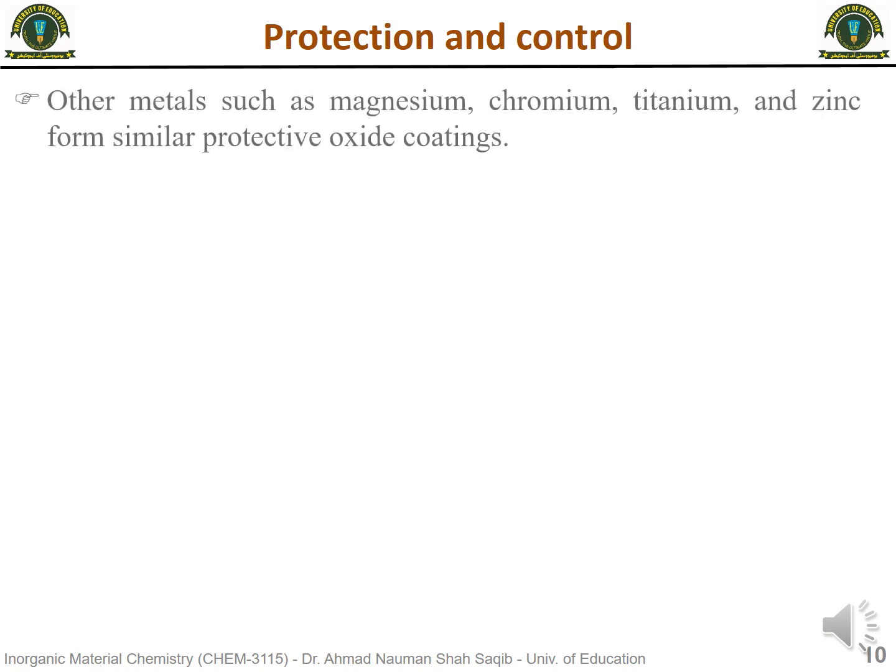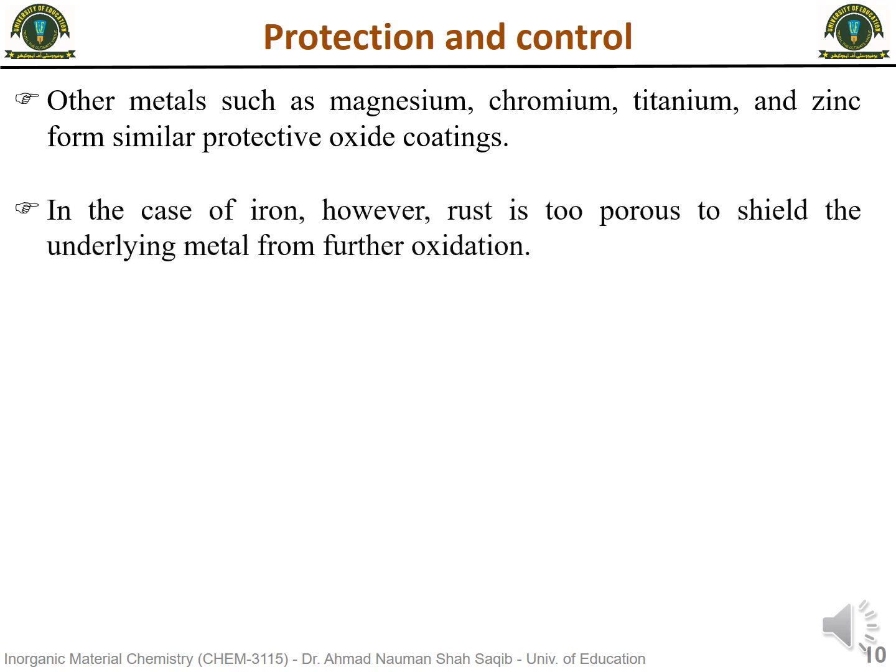Similarly, there are some other metals like magnesium, chromium, titanium and zinc, so they also form a protective oxide coating. So we can also coat the material with these metal oxides and it will help in the prevention of the corrosion. But in case of iron, it depends: when we want to coat a metal oxide on the surface of any metal, we should avoid it if it cannot prevent corrosion.